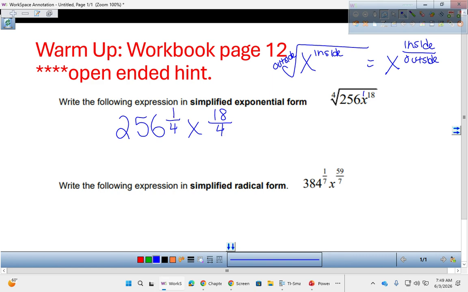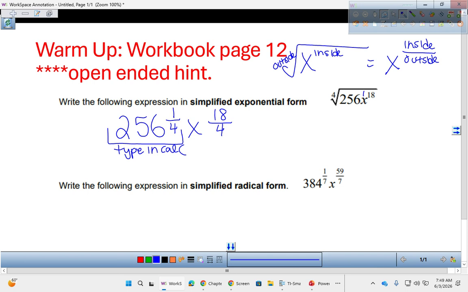Now, before I call it quits and say this is my final answer, I have to do 2 things. I have to type this into the calculator, and I have to see if it becomes a whole number. Because if it becomes a whole number, I'm going to change it. But if when I type that into the calculator, I get a decimal, I'm going to leave it as is.